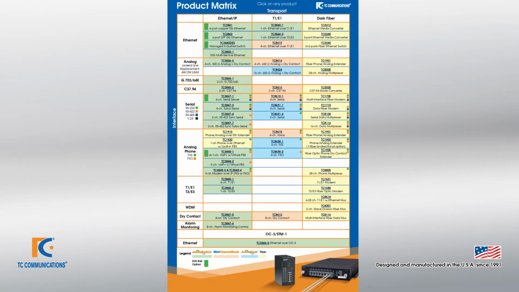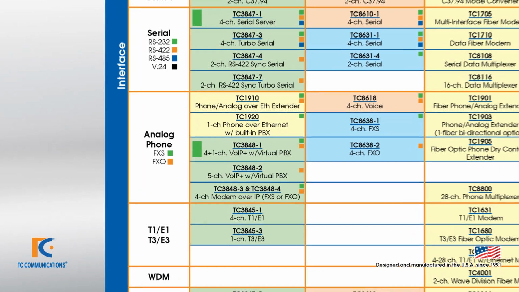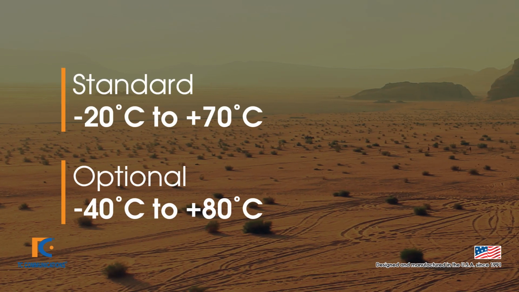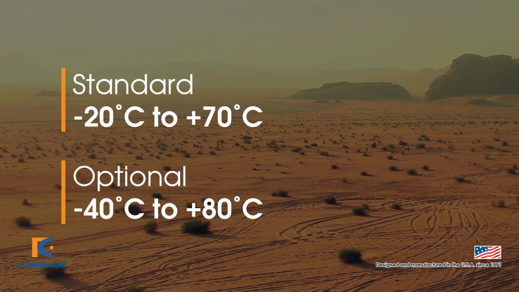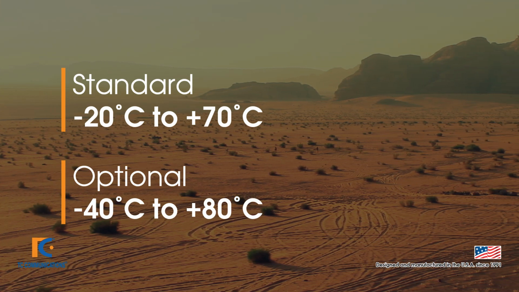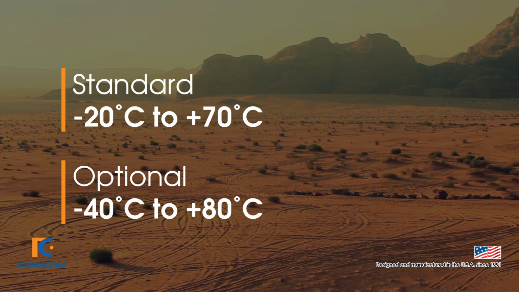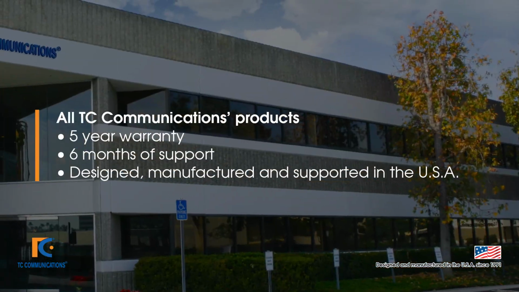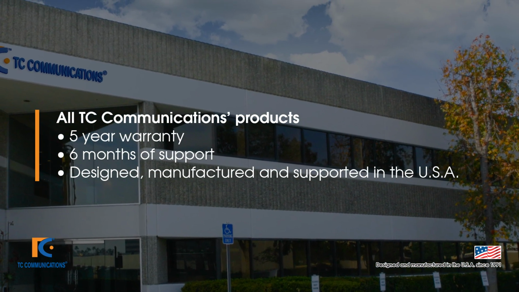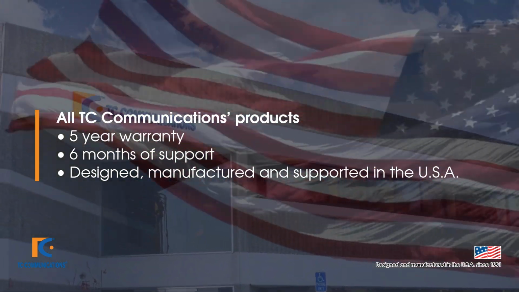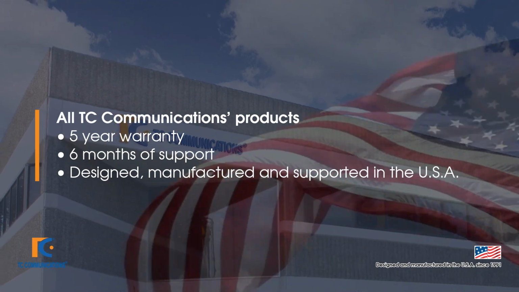The TC3848-1 is a member of our JumboSwitch product family and can be found on our product matrix under the analog phone row under the Ethernet column. All of our JumboSwitch products can withstand a temperature range of -20 to 70 degrees Celsius and an optional extended temperature range from -40 to 80 degrees Celsius. All TC Communications products come with a standard 5-year warranty and include a 6-month support contract. All of our products are designed, manufactured, and supported in the USA.